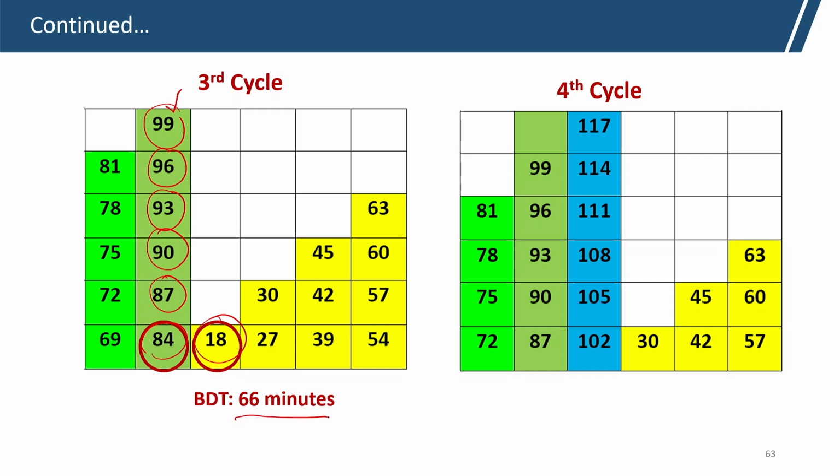Now, for the next cycle, we are taking this out. Now, the next layer will come at the lower bottom. So, 72, 87, okay, 72 to 87.